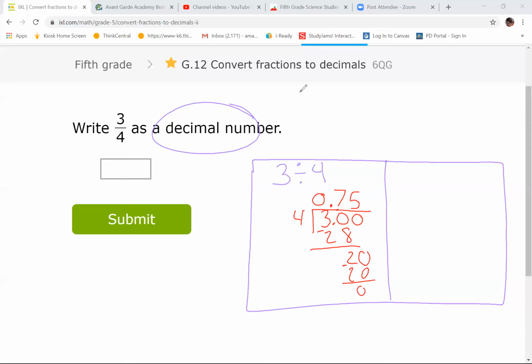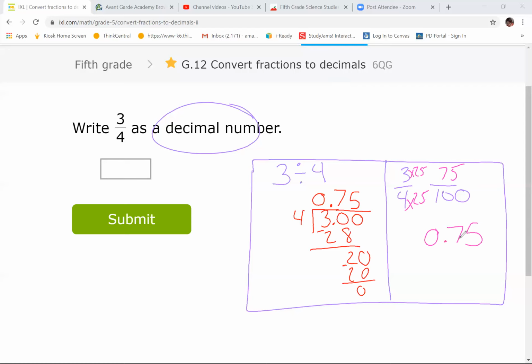Here's the other way. Now, the other way is to talk about tenths. Can I turn a 4 into a 10? Nope. But I can turn it into 100, can't I? 4 times 25 is 100, right? 4 quarters is $1. That means this has to be times 25. And I get 75. 75 out of 100 is 75 hundredths.